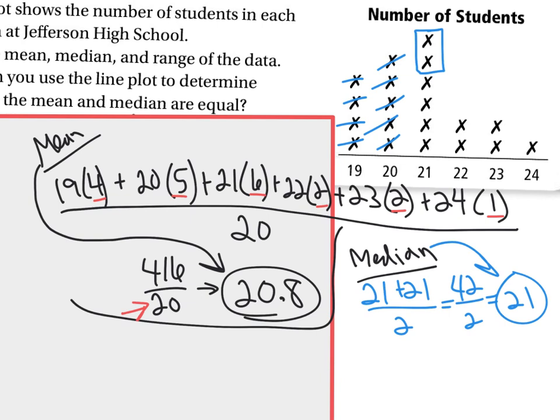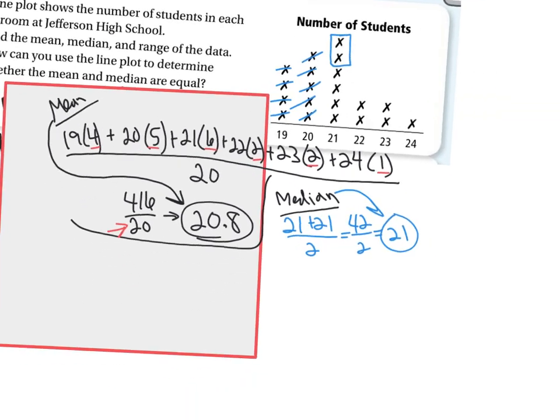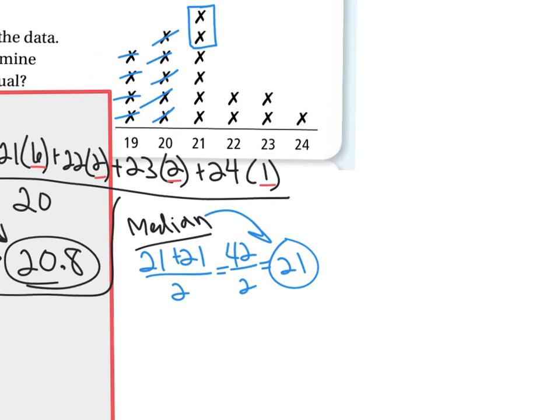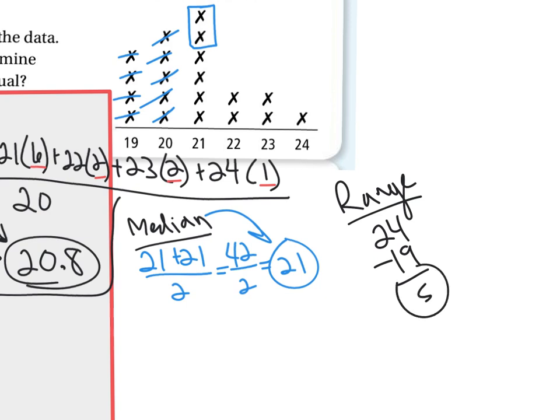And then the next thing we're going to talk about is the range. For the range, we're just taking the highest number minus the lowest number. So 24 minus 19, the range is 5, which isn't a super high number. These are a little bit smaller numbers, but not too bad for our range on that one. These numbers were pretty consistent.